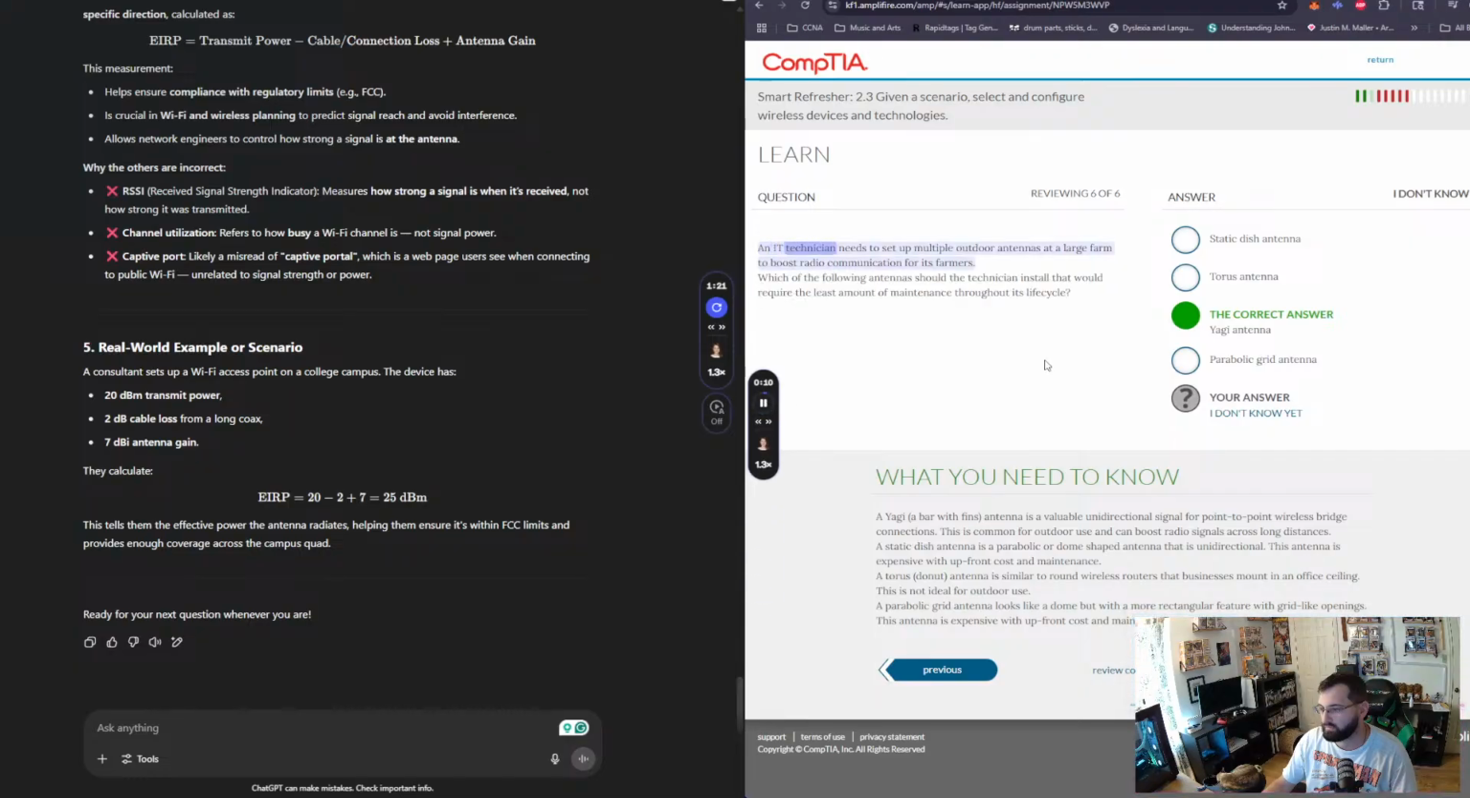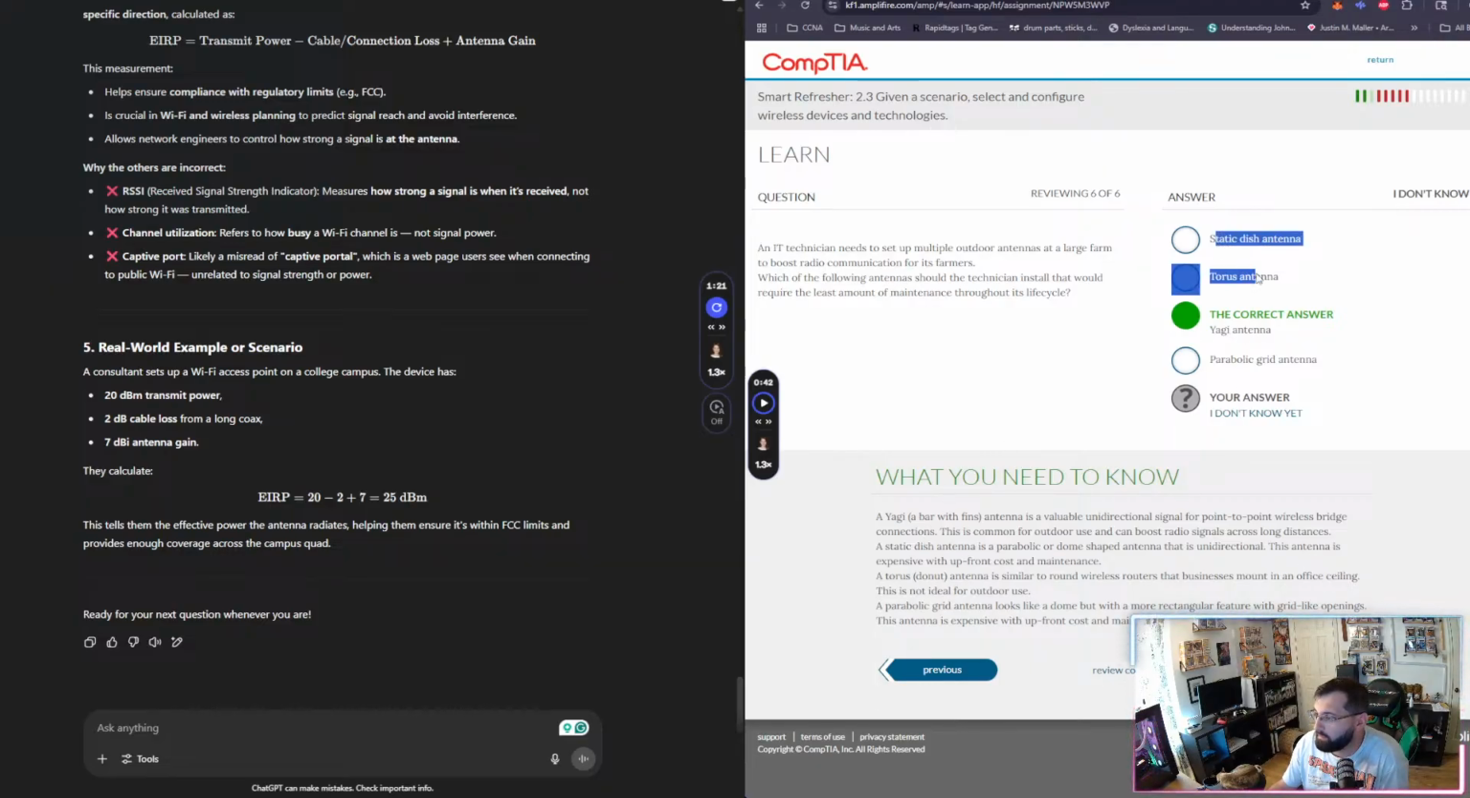An IT technician needs to set up multiple outdoor antennas at a large farm to boost radio communication for its farmers. Which of the following antennas should the technician install that would require the least amount of maintenance throughout its life cycle? Smart refresher, 2.3, given a scenario. Yagi antenna. A Yagi antenna. That's the Yugi. The Yugi of the Yagi. The Yagi Yugi. Okay? The Yagi antenna right here.